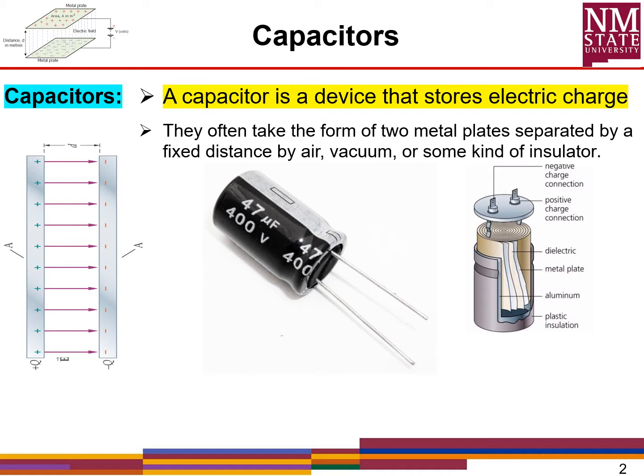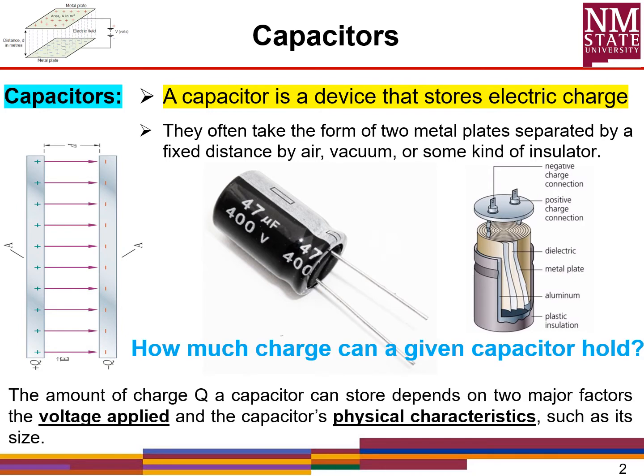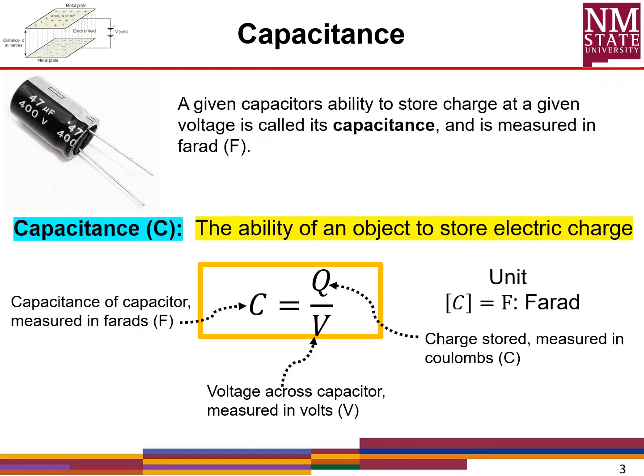So we know that a capacitor can store electric charge. Then the question is, how much charge can a given capacitor hold? The amount of charge, capital Q, a capacitor can store depends on two major factors. One is the voltage applied between these two plates, and the other is the capacitor's physical characteristics, such as the area of the plate and the distance between the plates. So now let's talk about the capacitance.